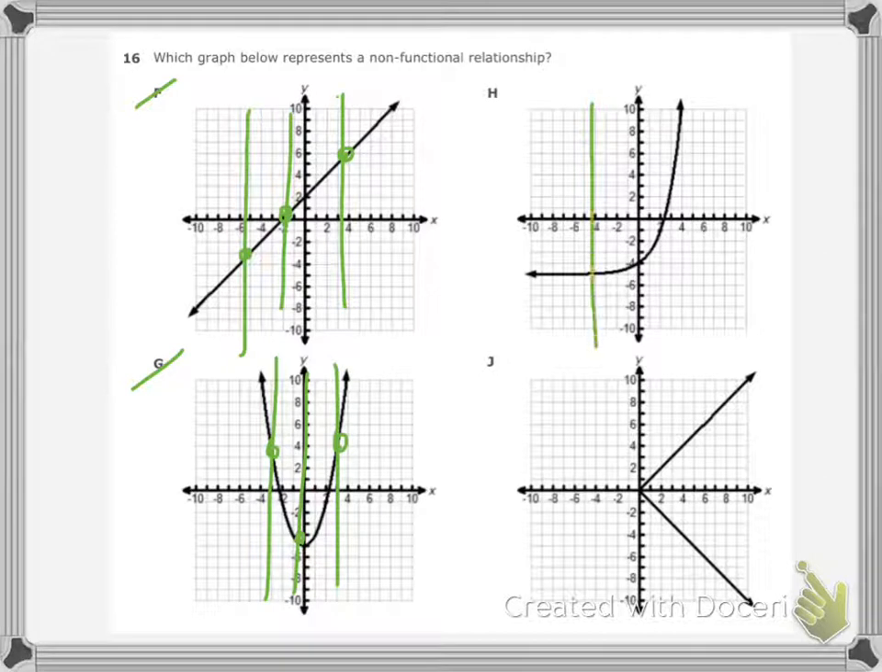H crosses it one time. Okay, so H is also a function, so it's not my answer. It's probably J. Let's test. Yes, it crosses it 1, 2 times. Remember, if it crosses it more than 1 time, it is not a function. So J is the one that is not a function or non-function.